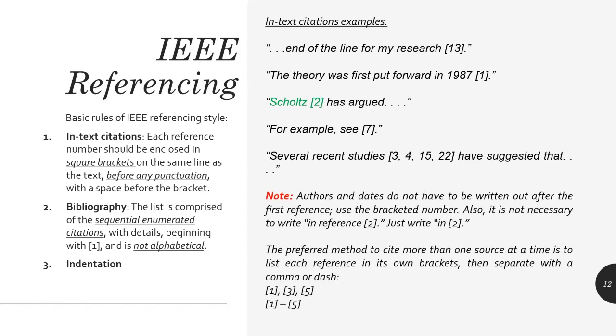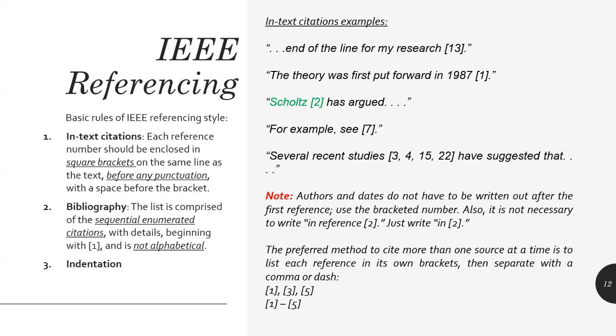So note that authors and dates do not have to be written out after the first reference. Use the bracketed number. It is also not necessary to write "in reference to number 2." You can just write in number 2. As mentioned, you don't need to say, for example, "according to point with reference number 2," you just need to write "see, for example, [2]," and simply you can just write your in-text citation just like that.